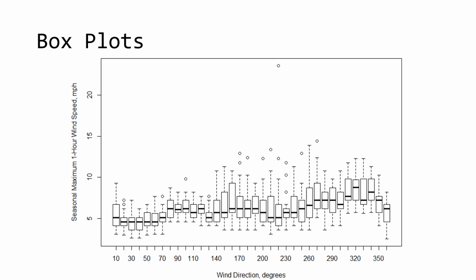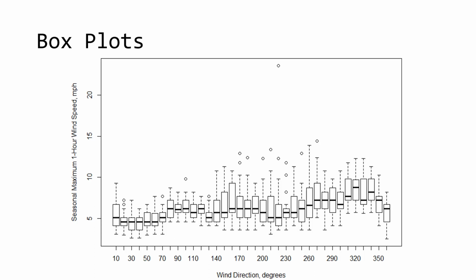The x variable is the direction that the wind is coming from, and the y variable is the maximum 1-hour wind speed for the season being analyzed. Both variables are continuous, but the x variable is discretized into 10-degree groupings. So what does this plot show you?